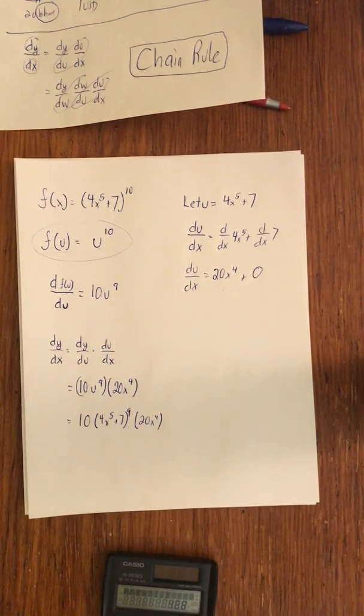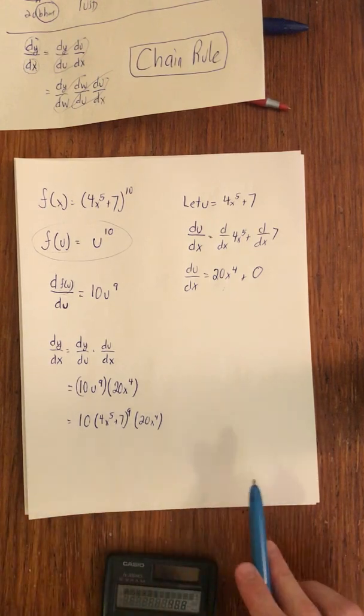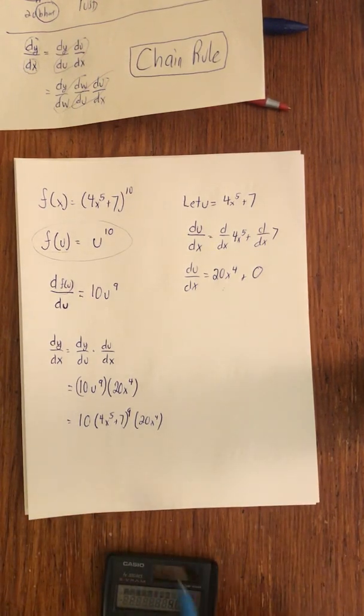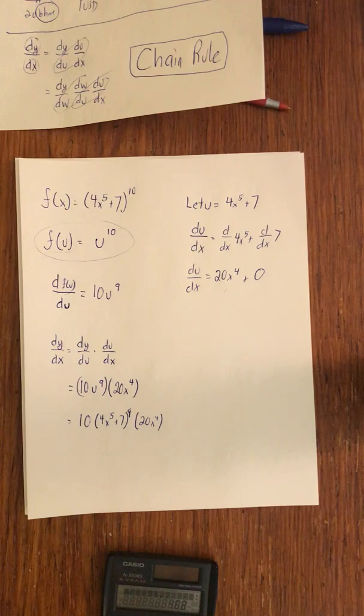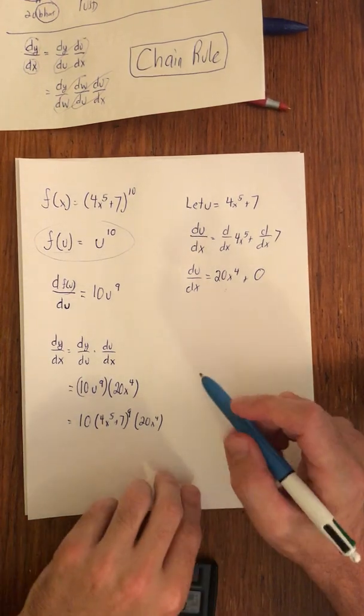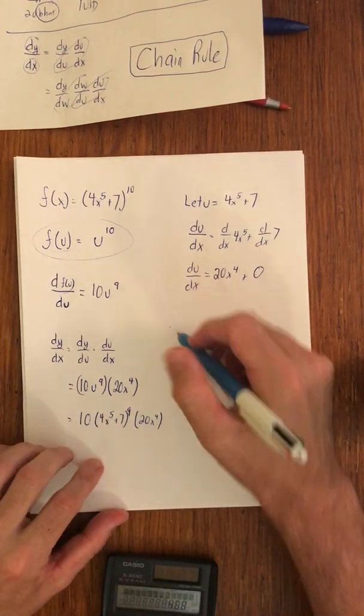Now, I could combine this and move it around. I don't need to. I'm done with all my derivatives. And there we go. And look, there we have it. There's our answer. This is the right answer. Now, what's another way structurally to do this?